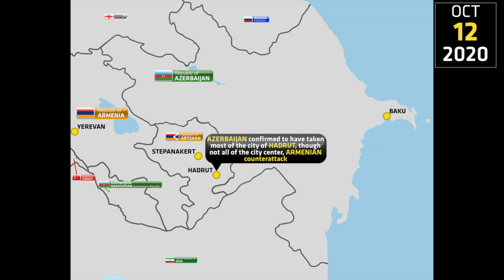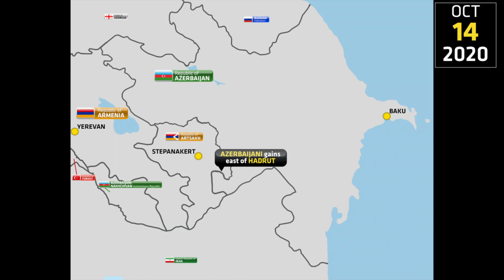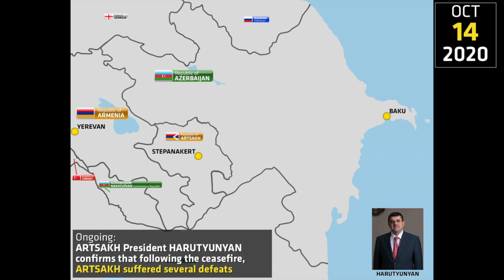2 days later, the battle for Hadrut was mostly decided as Azerbaijan seized control of the strategic heights. Armenia, which still held much of the urban portion of the city, attempted to counterattack. The city of Varanda, known to the Azeris as Fuzuli, was also easily accessed from the heights around Hadrut. In an effort to pinch off the city, Azerbaijan also seized villages to the east of the town. Meanwhile, over the next couple of days, the battle for Hadrut was coming to an end as Azerbaijan gained complete control of the city. Although not acknowledging specifics, at this point the president of Artsakh, despite defying the rumors about his health, had to confirm that Artsakh had suffered several defeats in the field.